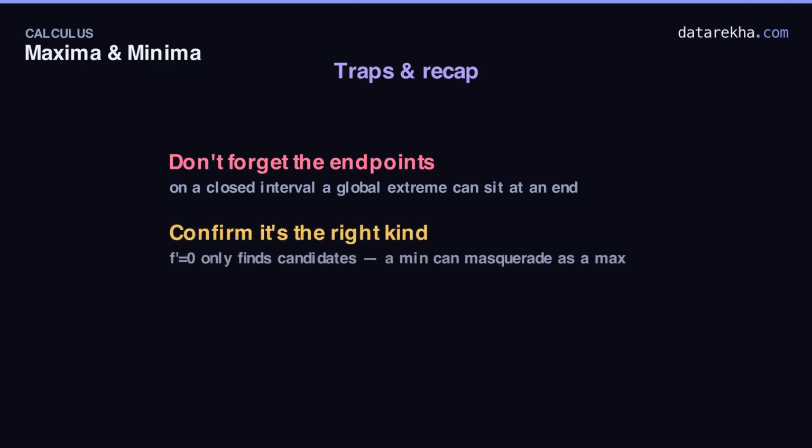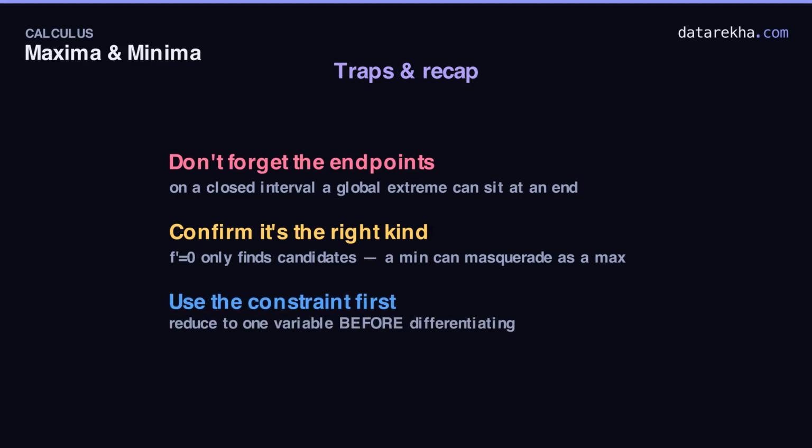Trap 2. F prime equals 0 only hands you candidates. A flat spot could be a minimum when you wanted a maximum. Always confirm with the second derivative test before you celebrate. Trap 3. Trying to differentiate with two variables still in play. Use the constraint to get down to a single variable first. That's the whole trick that makes it solvable.